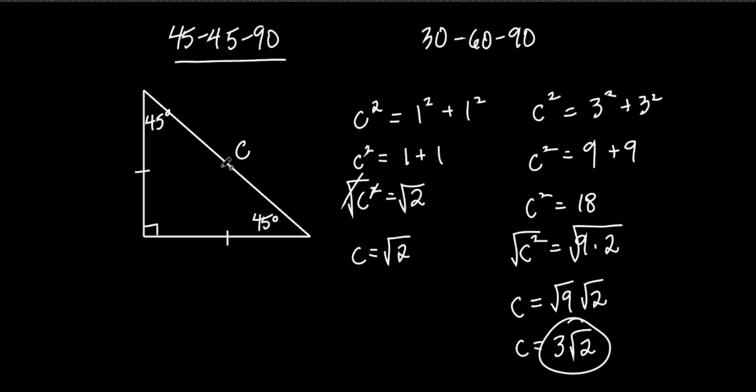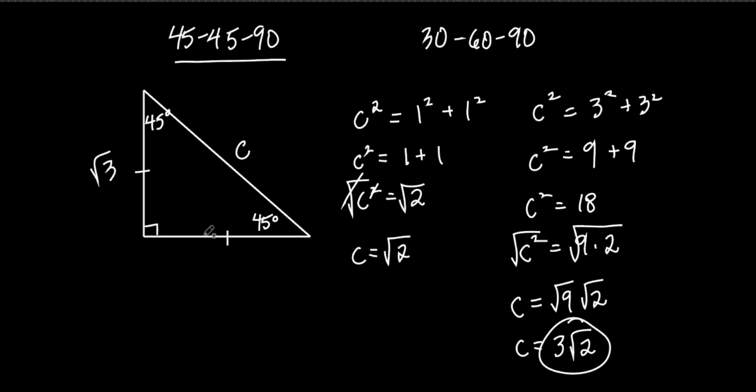Here we go. Let's do another one. What if I said this? You should be able to do this in your head. What if I said the length of this side right here was the square root of 3? And you had to find the other 2 lengths.